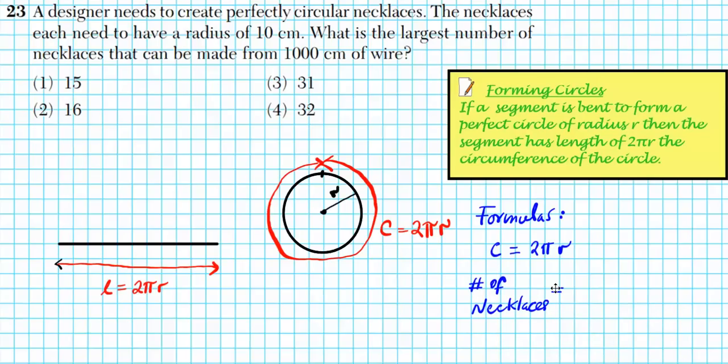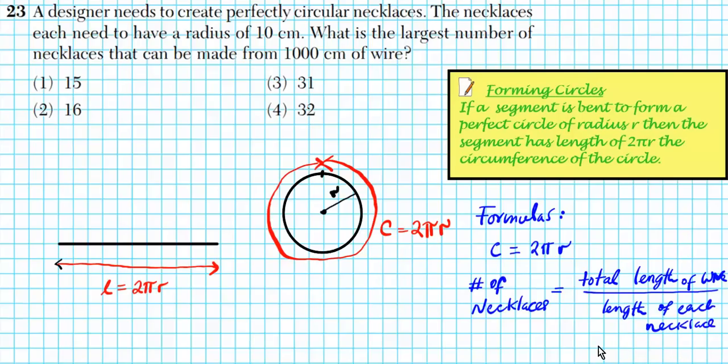And then we also have the formula: the number of necklaces is basically equal to the total length of wire, the entire length, divided by what? We take the total length of wire divided by the length of each necklace. They're all of equal measure, each necklace.